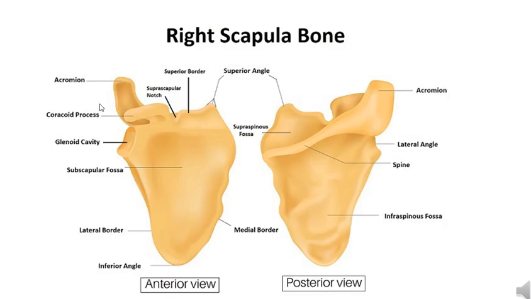So from the front view, we can make out three processes: the acromion process, the coracoid process and the glenoid process of the scapula. From the posterior view, we can make out the spine of the scapula, which divides the posterior surface into a supraspinous fossa and an infraspinous fossa. And in the anterior view, there is only one surface, that is the subscapular fossa. So that gives you an orientation of the scapula. Thank you.